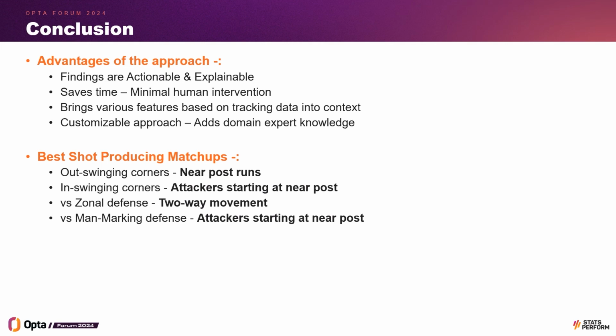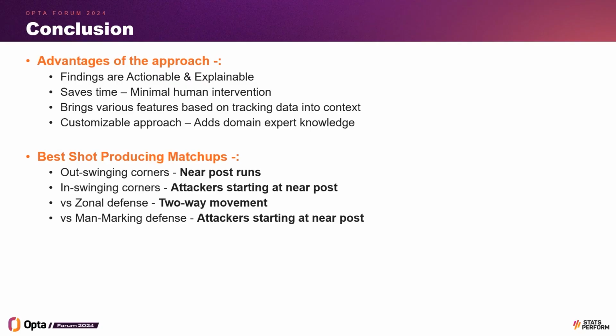We found that for this particular data set, when the attackers made near post runs, they were successful in getting the most shots against outswinging corners. During inswinging corners, it was when they started at the near post, and similarly we got optimal attacking matchups when they were facing different types of defenses as well.